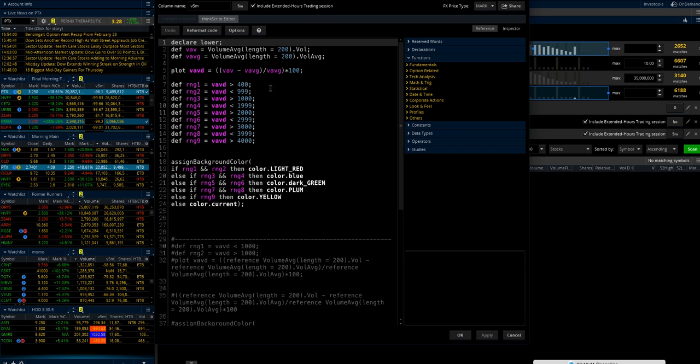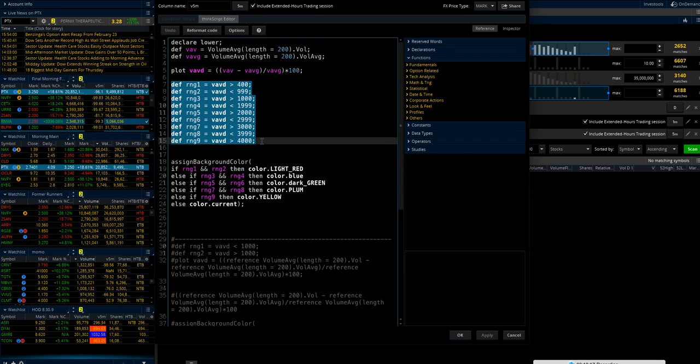Well, I just figured out how to accomplish this. So you have all these ranges. You would define all these ranges.